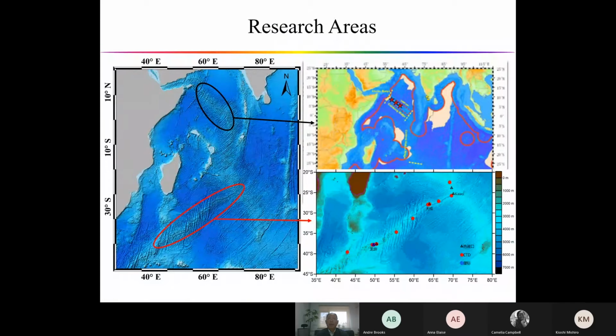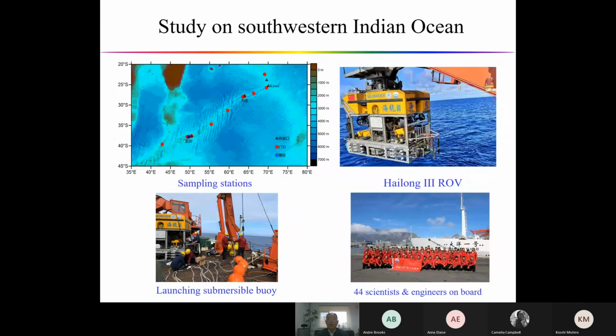The research we conduct is mainly carried out in two areas of the Indian Ocean. One is in the southwestern Indian Ocean. The other is in the northwest. China has a PMS contract area in the southwestern Indian Ocean. The map on the top left corner is the research area in the southwestern Indian Ocean.